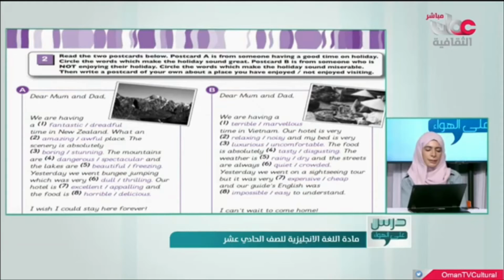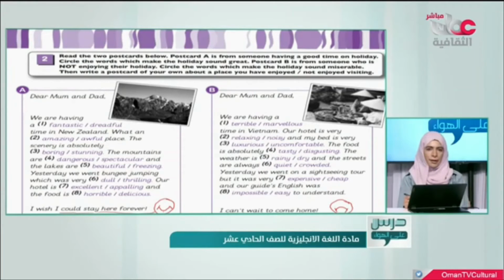I wish I could stay here forever. That means this person is eager to find more time in the same place. He is interested in that place. He likes it, loves it, or whatever. So he is mainly positive about this place. But look at B. Look also at the last sentence. I can't wait to come home. He wants to go home as early as he can. You can notice that this person is so pessimistic about the topic. He is very sad about this place.